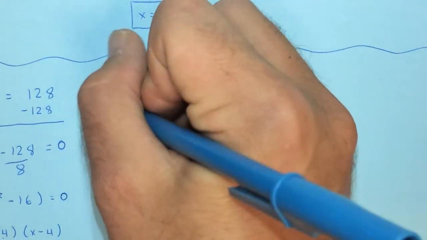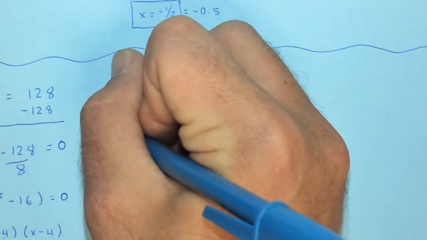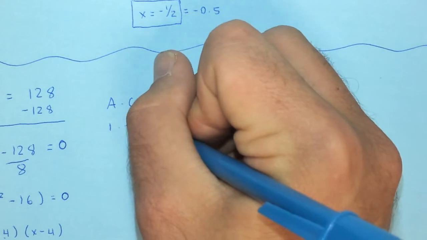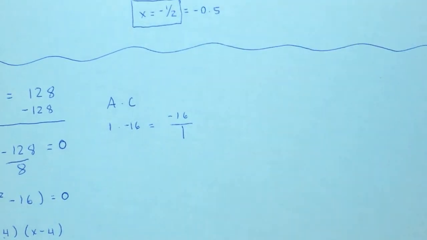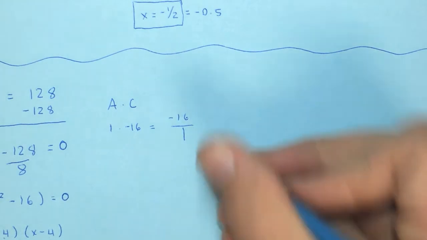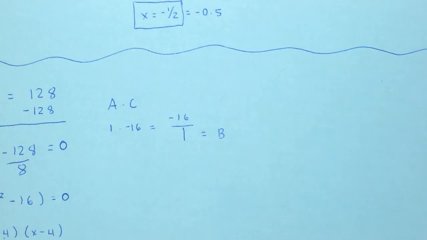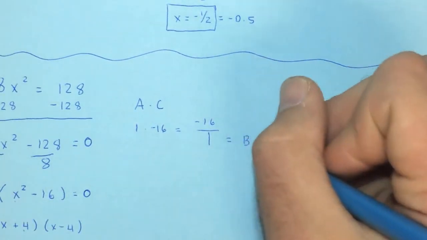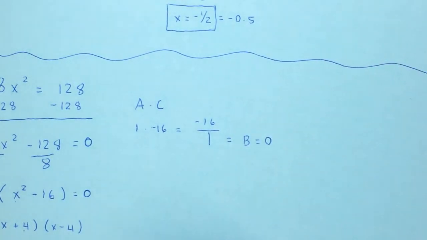I do the same stuff. A times c, well, my a is going to be 1. My c is negative 16. So 1 times negative 16, I get negative 16. And here's the weird part. Remember, I always want them to add to equal my b. Well, what is my b in this problem? I don't see anything over here. If there's nothing there, the only thing my b could be, baby, is equal to 0.